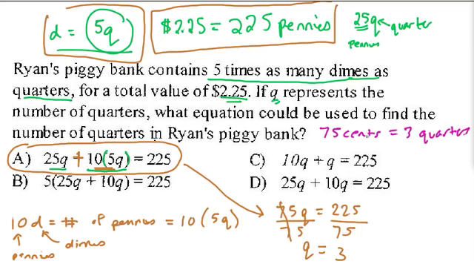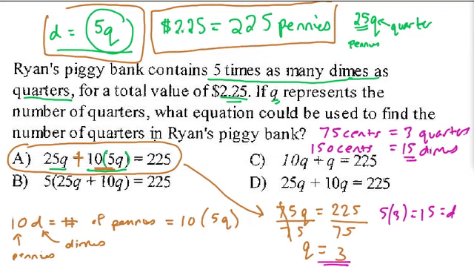Now, we need to get up to 225, so how many dimes are there? Well, 5q equals the number of dimes. So q equals 3, and 5 times 3 equals 15. And that's the number of dimes. So there are 150 cents, which equals 15 dimes. And that makes sense because 15 dimes is 5 times more than the number of quarters we have here. Altogether, that's $2.25. So A definitely works. If you look through the other ones, you'll see they don't make as much sense.